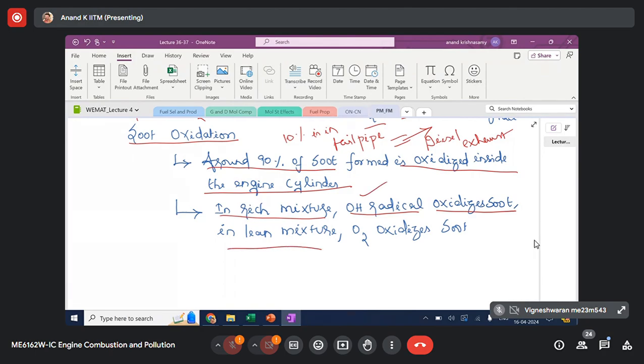In a lean mixture, you have sufficient oxygen, so oxygen itself will act as an oxidizer for soot. But what you need is a sufficient temperature. When the temperatures are high, the solid carbon itself will get oxidized in presence of these oxidizing species, either OH in rich mixture or O2 in lean mixture. So this species will oxidize soot provided the temperature levels are high in the engine cylinder. With the higher temperature, you can expect a higher rate of soot oxidation. So the particle that goes into the tailpipe will come down. Clear?